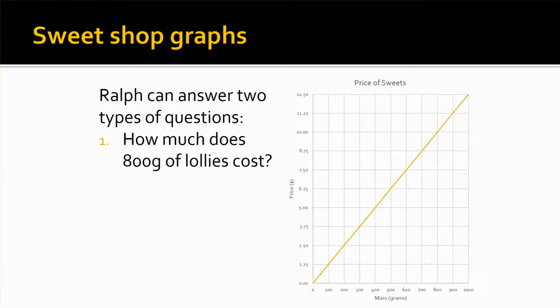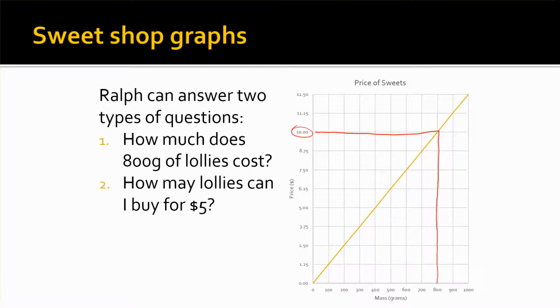So someone comes with 800 grams of lollies, he'll say, hold on, just let me look at my graph. You need to pay me $10. All's good. He can also answer how many lollies can I buy for $5? Someone comes with a $5 note, he says, alright, you can purchase 400 grams of lollies. Hey, it seems pretty good.